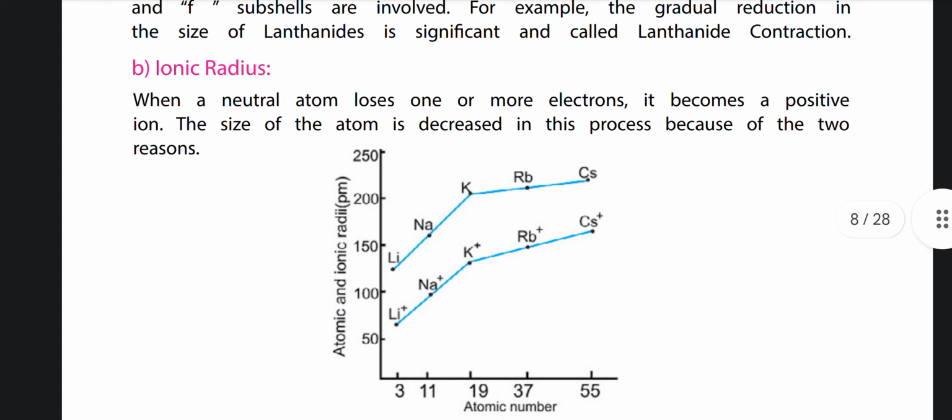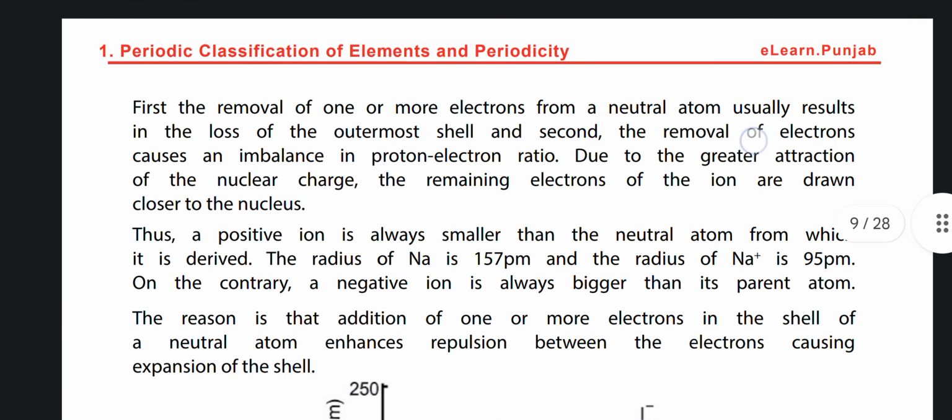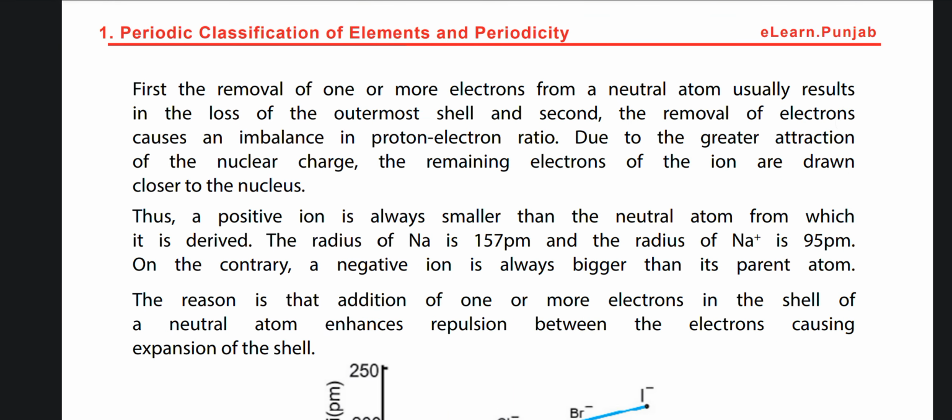B. Ionic radius. When a neutral atom loses one or more electrons, it becomes a positive ion. The size of the atom is decreased in the process because of two reasons. First, the removal of one or more electrons from the neutral atom usually results in the loss of the outermost shell, and second, the removal of electrons causes an imbalance in the proton-electron ratio due to the greater attraction of the nuclear charge. The remaining electrons of the ion are drawn closer to the nucleus. Thus, a positive ion is always smaller than the neutral atom from which it is derived.